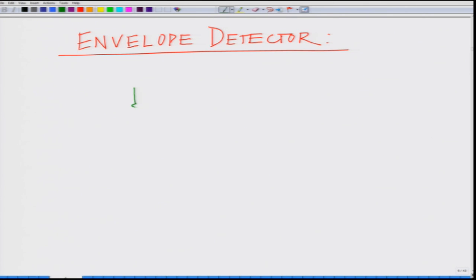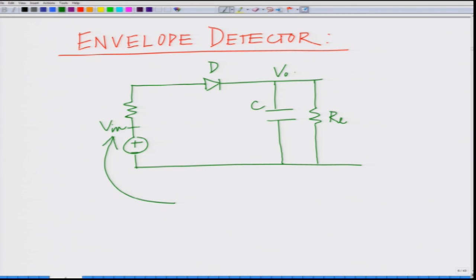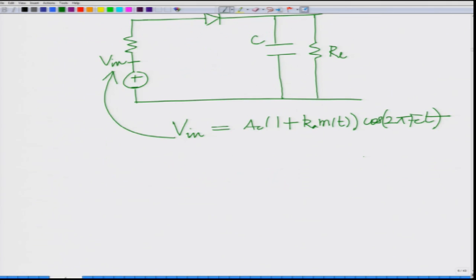And we have seen that the envelope detector is a very simple circuit, to which the amplitude modulated wave is fed as input. It comprises a diode and a capacitor and a load resistance in parallel. This is the output, this is the input voltage, and we have said the input voltage is our AM wave, that is A_c (1 + k m(t)) times cosine 2 pi f_c t. This is our amplitude modulated signal, which is fed as input to this.